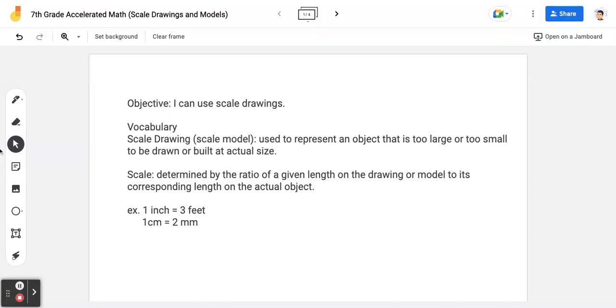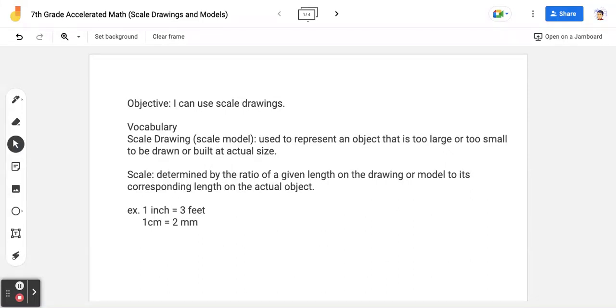What's going on, everyone? Today's objective: I can use scale drawings. A scale drawing or a scale model is used to represent an object that is too large or too small to be drawn or built at actual size. For example, a blueprint is a popular scale model. We're not going to draw the entirety of a house or an apartment.